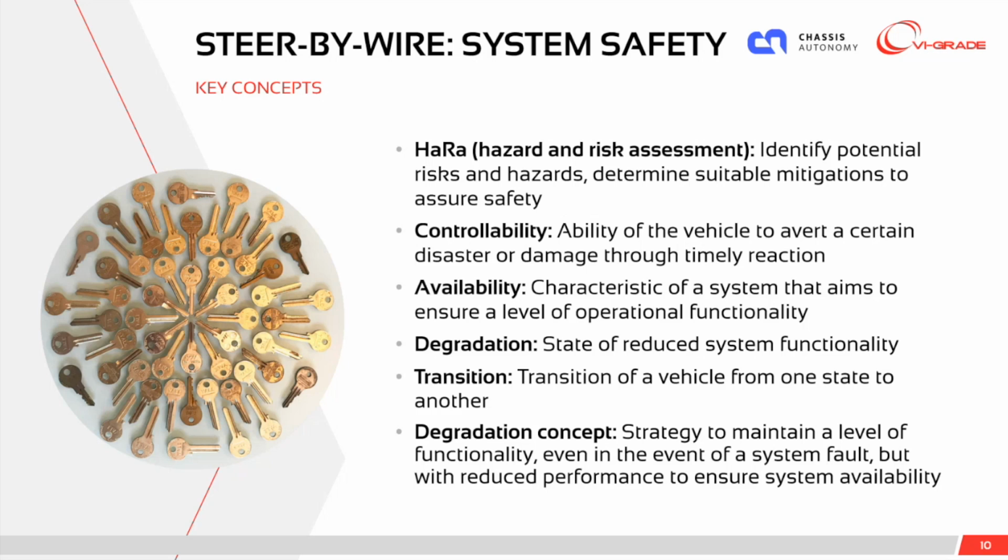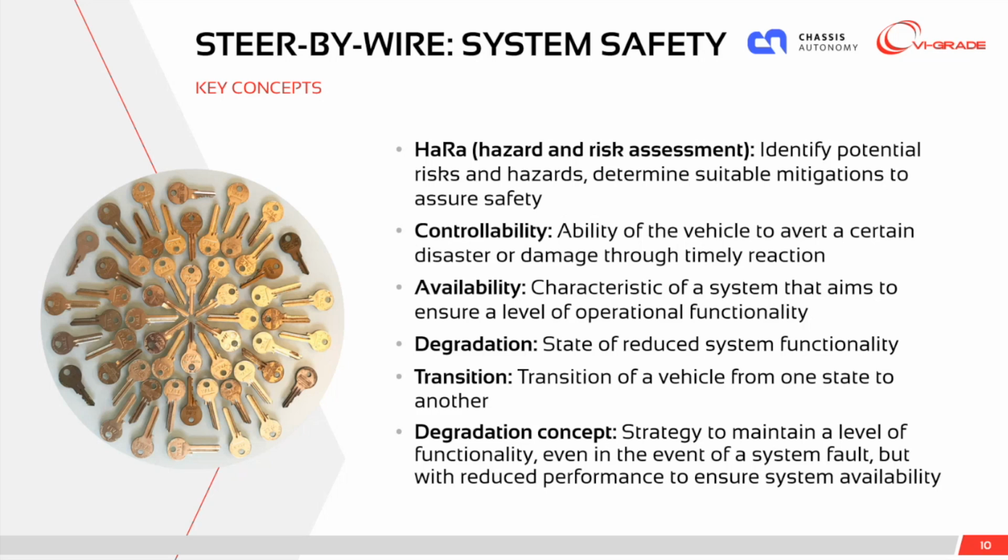So typically a system safety process starts with something called a hazard and risk assessment. And this is where engineers and stakeholders sit together and identify different risks and hazards, and also define mitigation strategies.